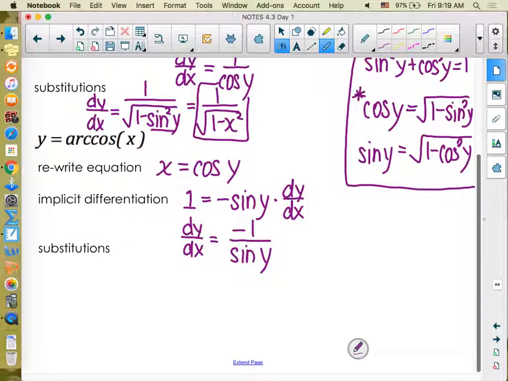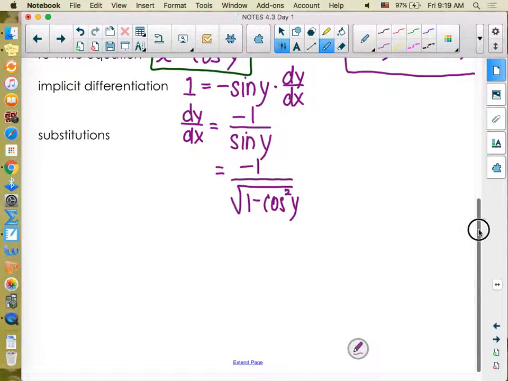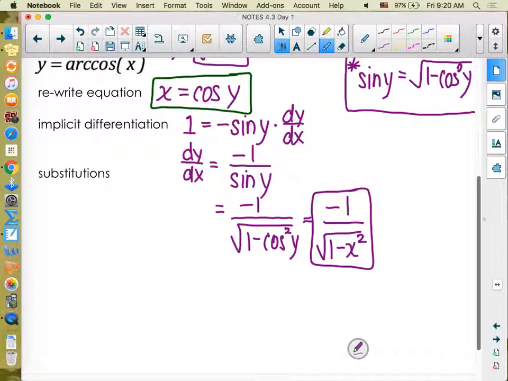Then we're going to do a little substitution and replacement with some trig values in hopes of getting back to this being in terms of x. So it's going to be -1 divided by, instead of sine of y, I can put in the square root of 1 minus cosine squared of y. And if I go back to the original function, and you notice we're doing that a lot, replacing things, then the derivative is -1 over the square root of 1 minus x squared. So those are the derivatives for your inverse sine and your inverse cosine function.